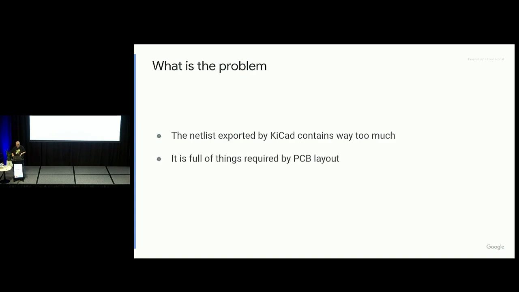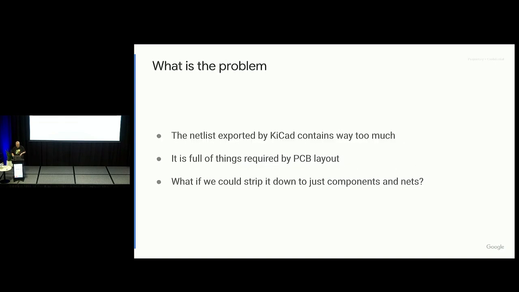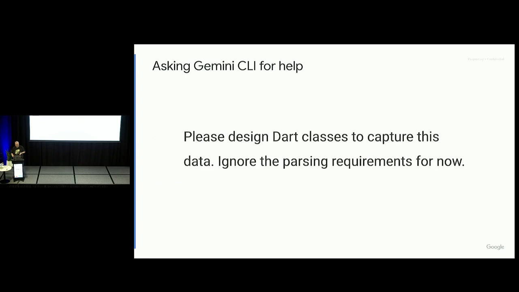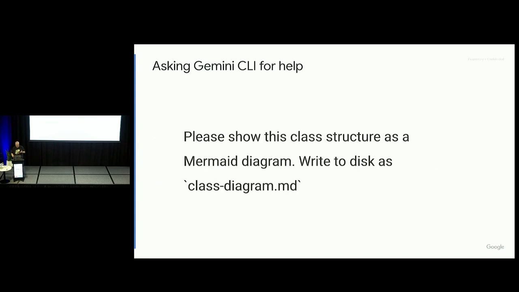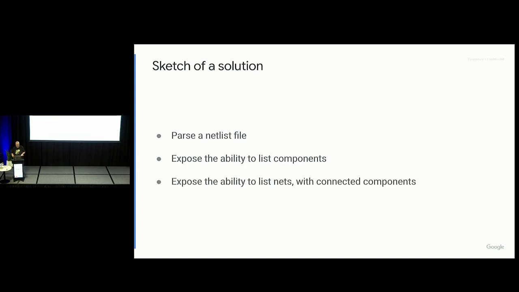So what I'm going to do is strip that down and give Gemini the ability to get just a list of components with values and the networks that join those components together. Yes, which we went through, Dart, write it to disk, we saw that diagram. So here's the solution. I'm going to parse a netlist file, expose the ability to list components, list the networks, and get this inside of Gemini CLI.